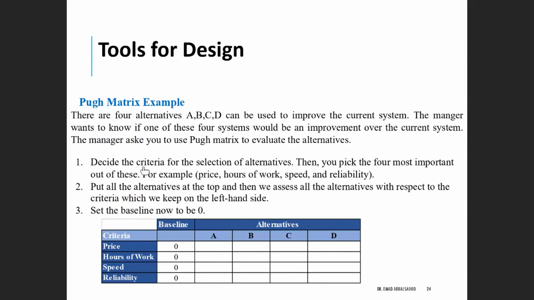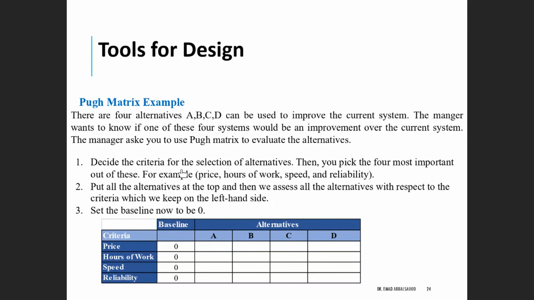We have 4 alternative solutions, let's say, or companies or devices or products. As we will see here in the example, you can apply A, B, C, D, or those alternatives to improve the current system that they have. And the manager wants to know if one of these 4 systems would be an improvement over the current system. And the manager asks you to use the Pugh matrix to evaluate the alternatives.